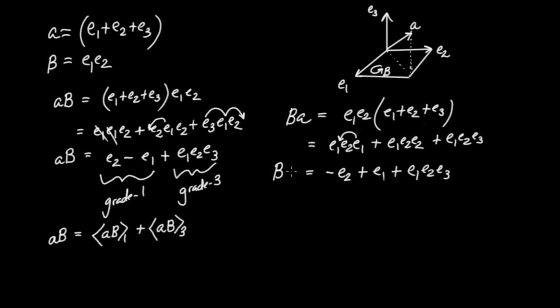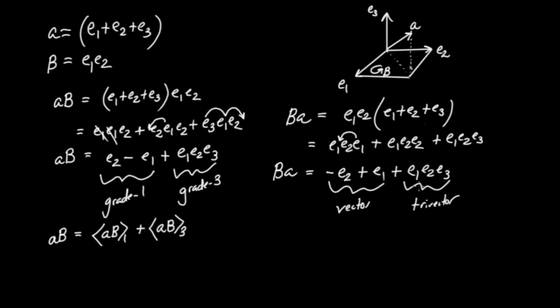So again, we find that BA, the bivector-vector product, splits into a grade 1 part, a vector part. There's the vector part. And a trivector part, or grade 3 part. So again, we see this splitting into grade 1 and grade 3. But let's have a look. Let's compare the grade 1 elements here. Here we have minus E1 plus E2. Here we have plus E1 minus E2. So we notice that the grade 1 parts are actually opposites of each other.